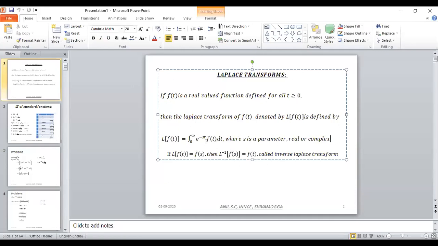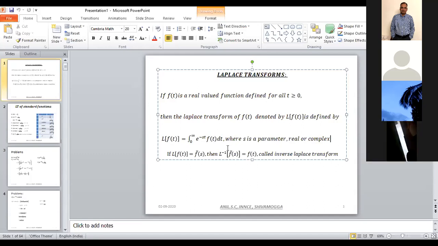For different cases, you get different functions. This transformation L of f of t is equal to the integral from 0 to infinity of e power minus st into f of t dt. This RHS is always a function of s. Therefore, it is usually denoted by f bar s. LHS is a function of t and RHS is a function of s. This is the transformation.